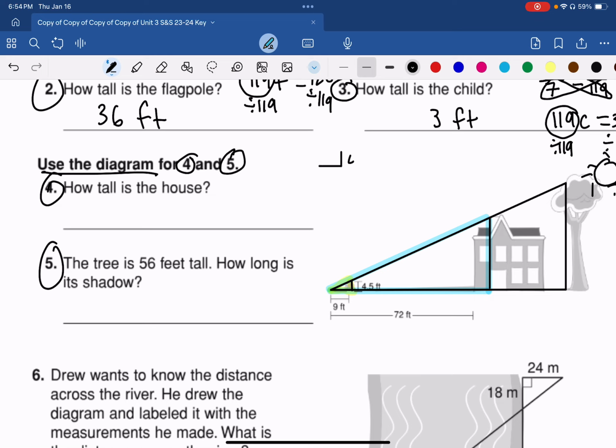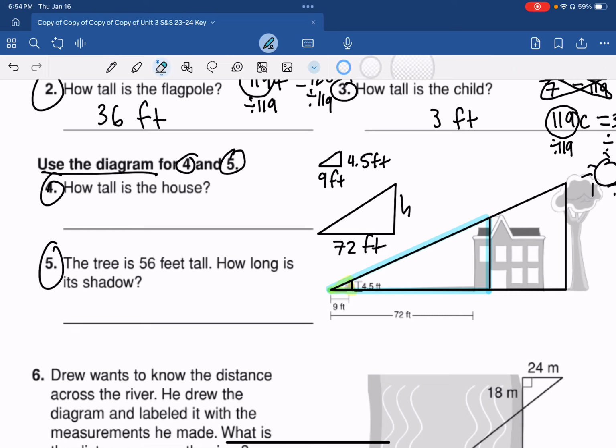We know the height on that's 4.5 feet. And it's 9 feet long on the shadow. And then we know that the house, it's not going to be that great. The house is 72 feet shadow. And we need to find the height, so I'm just going to put height right there. And we're going to make it a triangle so we can compare, right? Awesome.